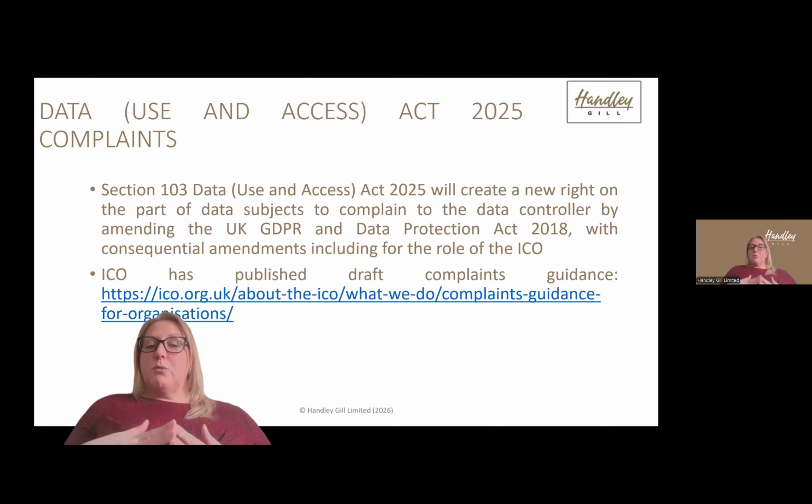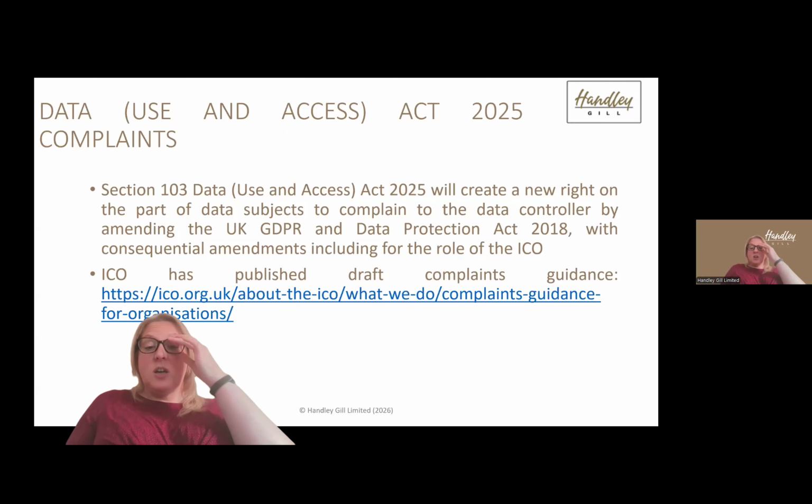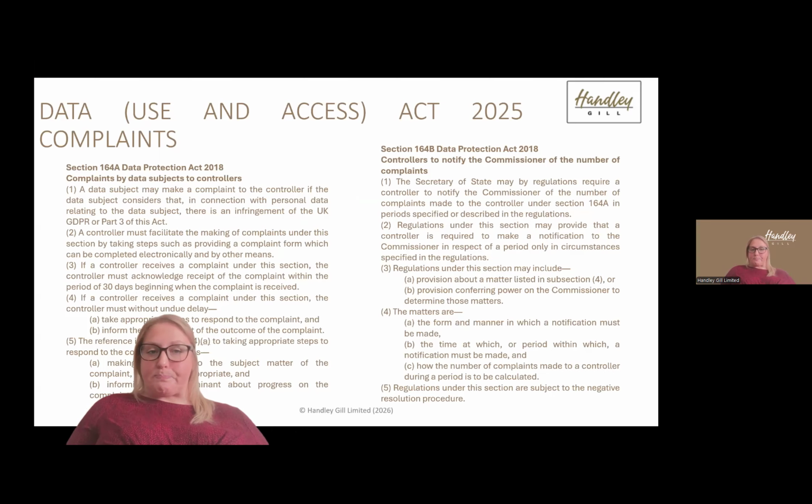So Section 103 of the Data Use and Access Act 2025 will create a new right on the part of data subjects to complain to the data controller by amending the UK GDPR and Data Protection Act 2018, and consequential amendments, including for the role of the ICO. The ICO has published draft complaints guidance already. This has been consulted on, but the final guidance has not yet been published. The draft complaints guidance URL is on the screen now. So what's happening?